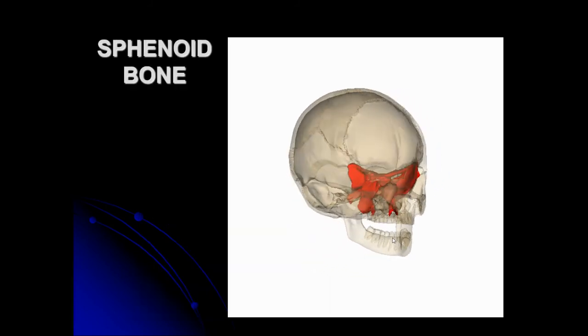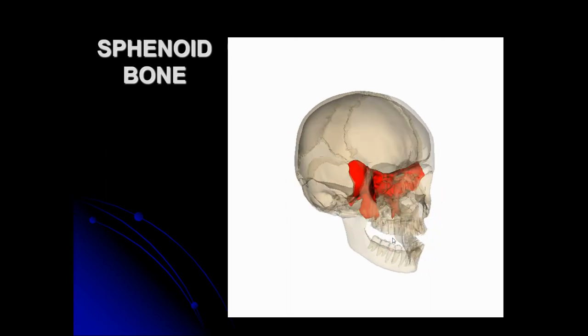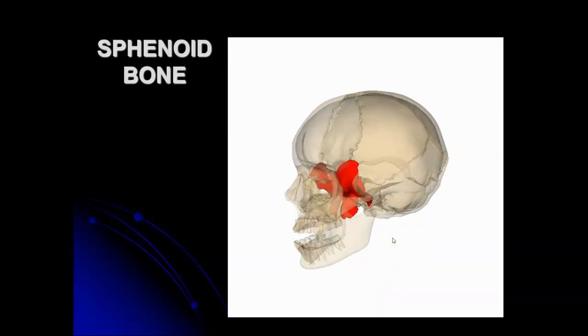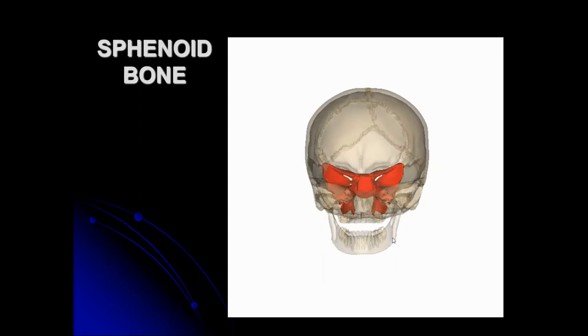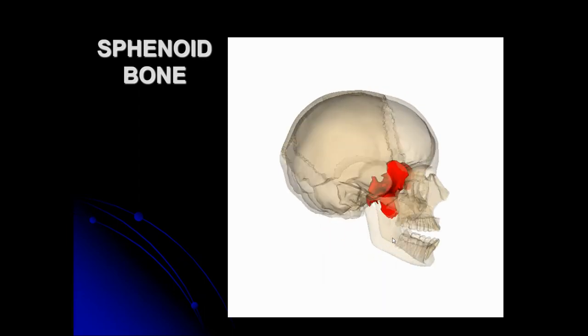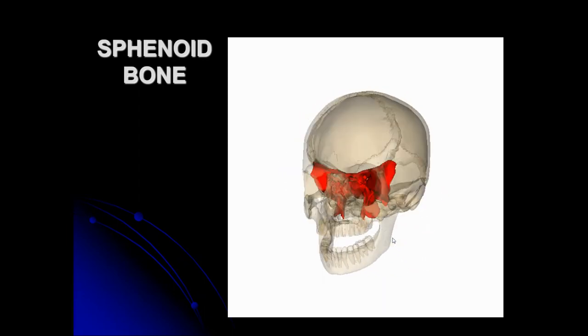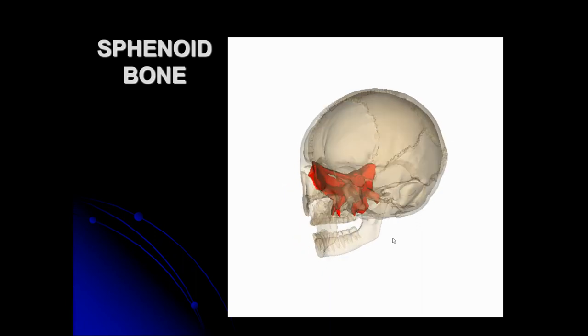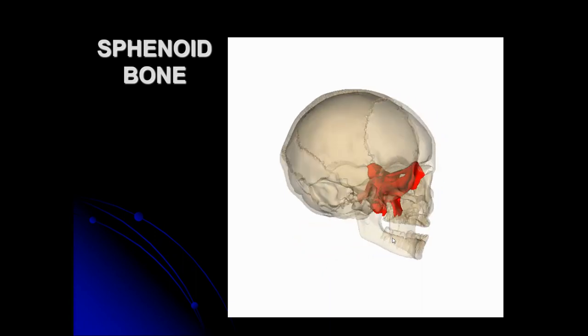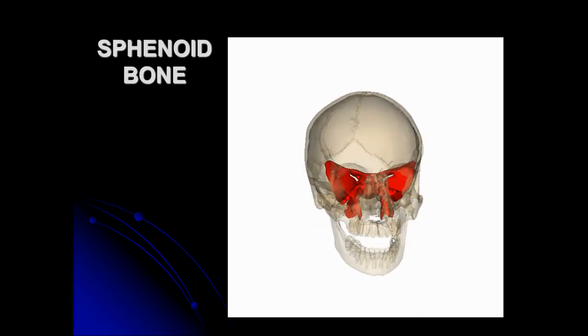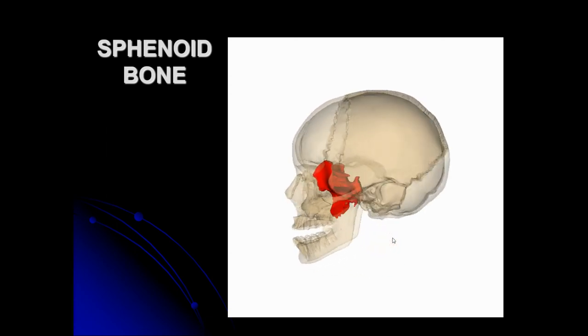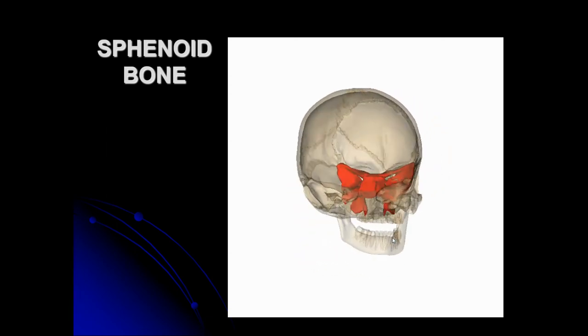The next bone we're going to look at is this one. This is called the sphenoid bone. So look at this bone. It sort of sits in the middle of a bunch of bones. In fact, all of the other cranial bones attach to this bone one way or another. So it's sort of like a keystone kind of bone. It sort of holds everything together.